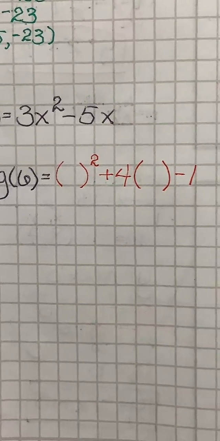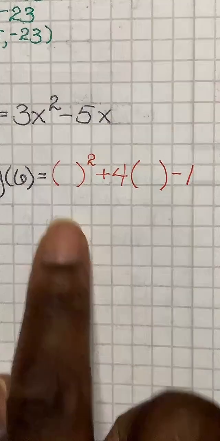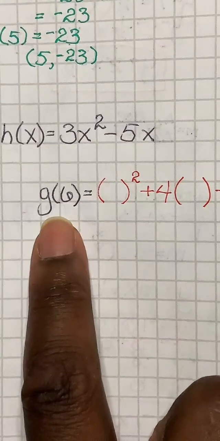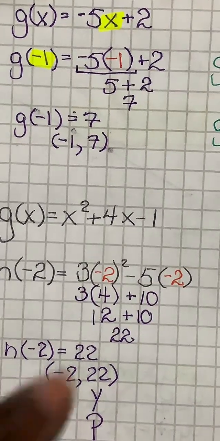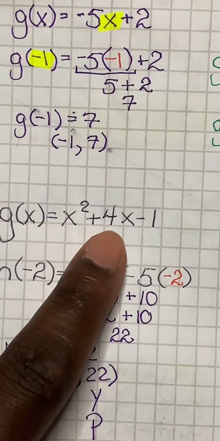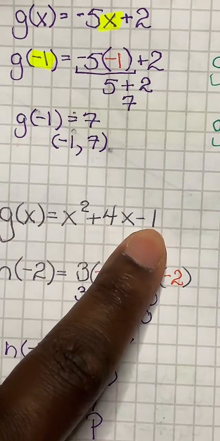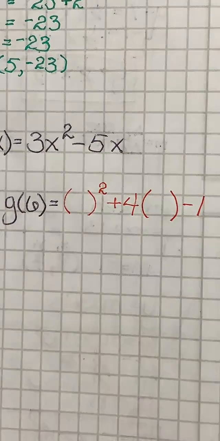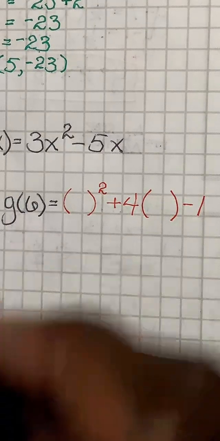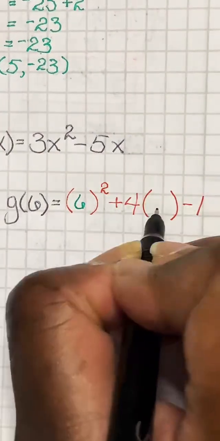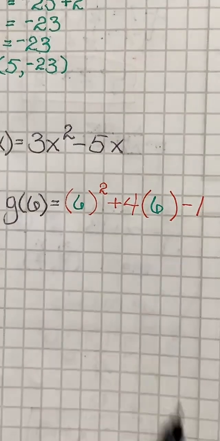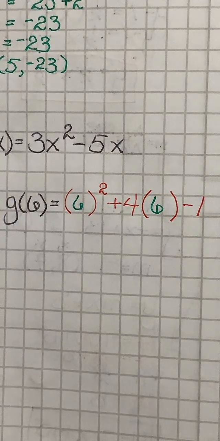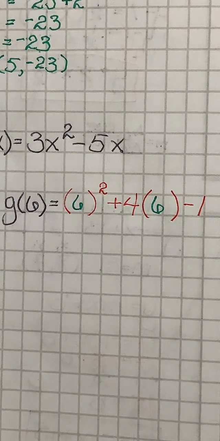So let's finish this up. All right. So now we're using the G function. That means we're using this x squared plus 4x minus 1. So if they want us to find the G of 6, that means we're plugging in the 6 for where the x's were. You want to give this one a try and tell me what your final answer would be?